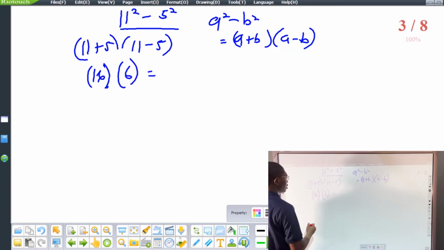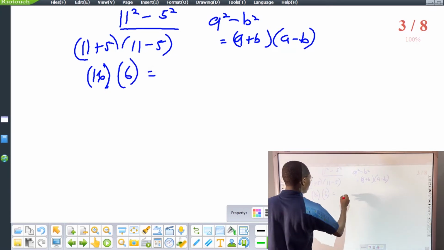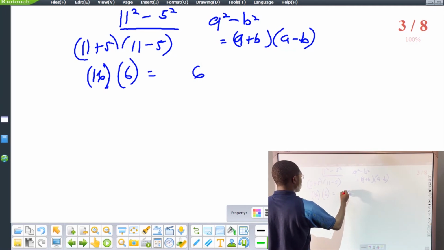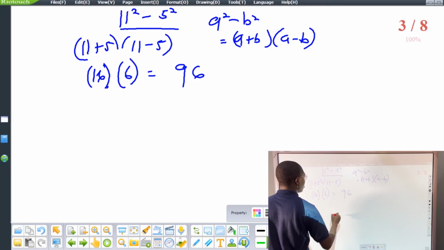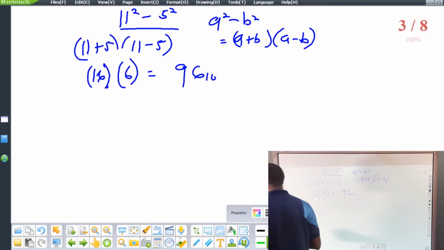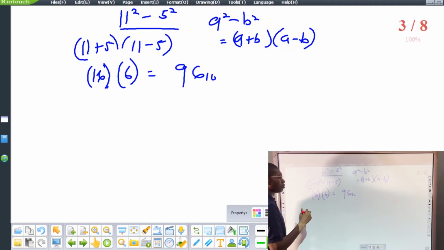So we are going to have here 16 times 6. 6 times 6 is 36. 6 times 1 is 6, plus 3, that is 9. We have 96 base 10. Check. Is our option in base 10? Definitely no. So we have to convert 96 in base 10 to base 2.